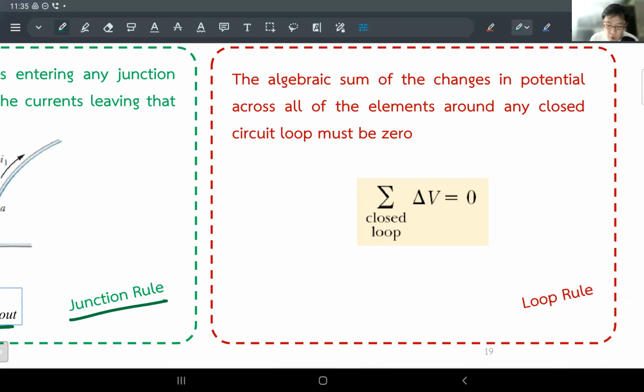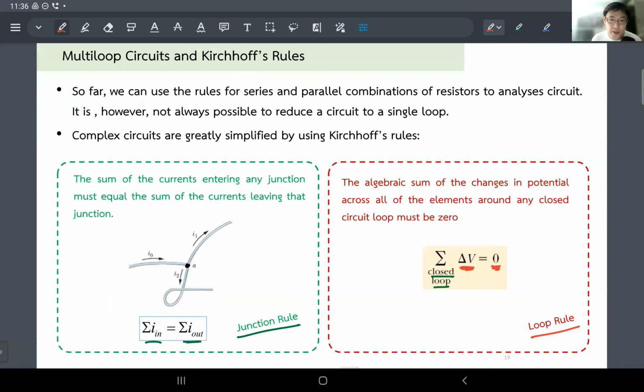So it means you can go around any loop as long as that loop is closed. And along the way, you calculate your potential differences, whatever you have gone through, V equals IR or whatever, and the sum must be equal to 0, no doubt. You cannot avoid that because that is the property of potential energy and potential. So we have this as the loop rule: the sum of the potential differences across any closed loop must be 0. These two rules combined are Kirchhoff's rules, guys.